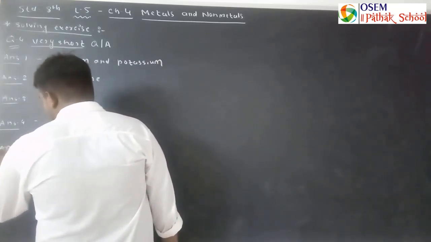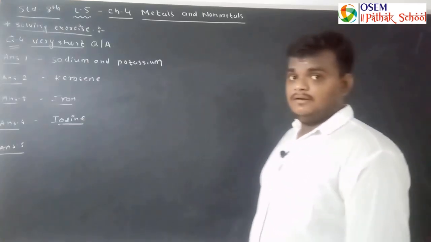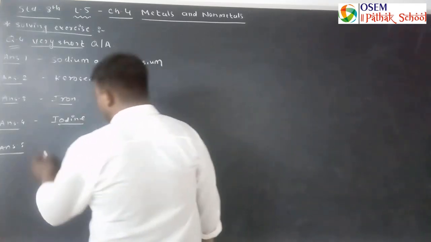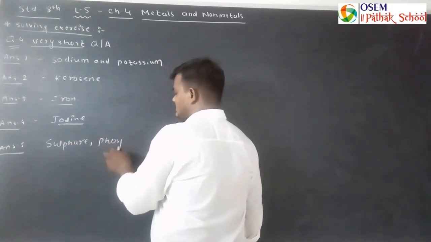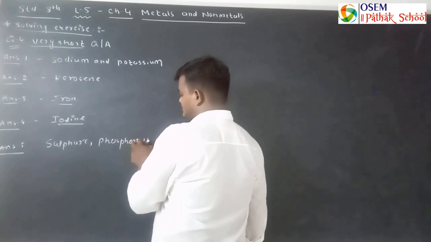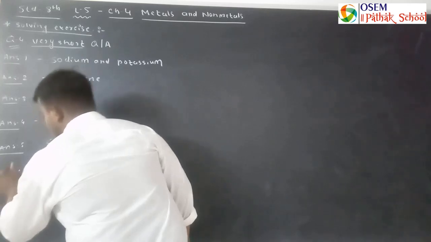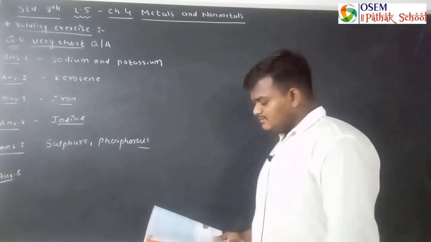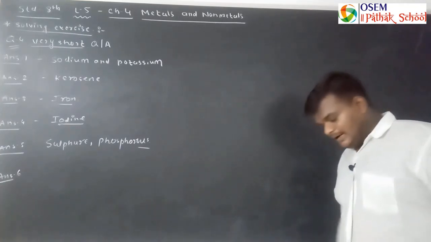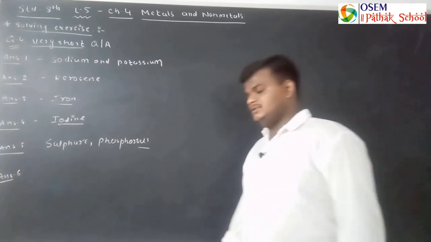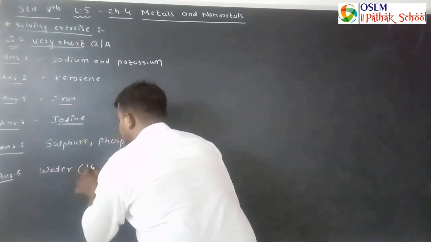Question number 5. What is given in question number 5? A brittle non-metal. Brittle hona chahiye. This can include sulfur and phosphorus. These are the brittle non-metals. Question number 6: the compound formed when hydrogen reacts with oxygen. If hydrogen reacts with oxygen, it will form a water molecule, H2O.